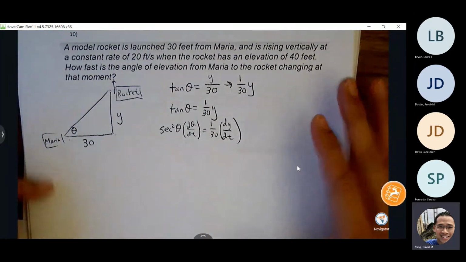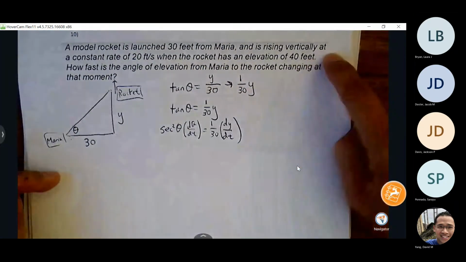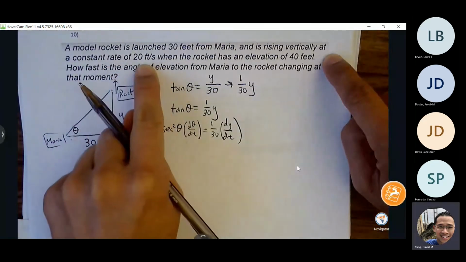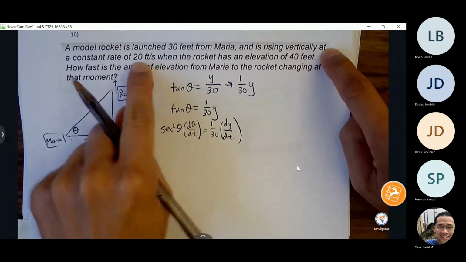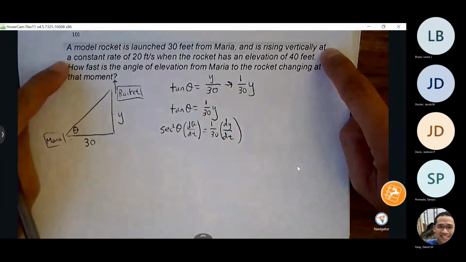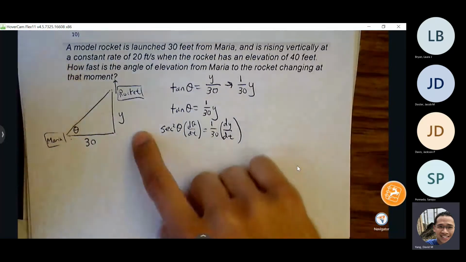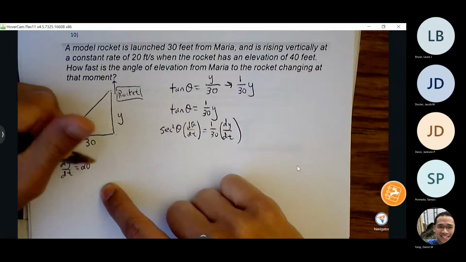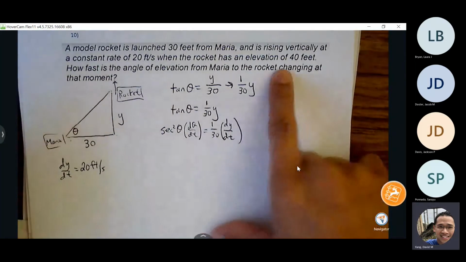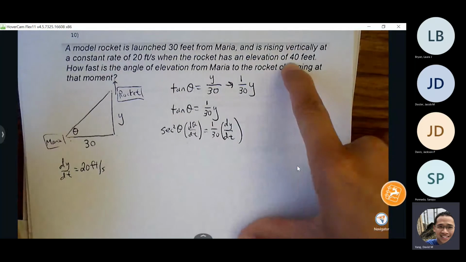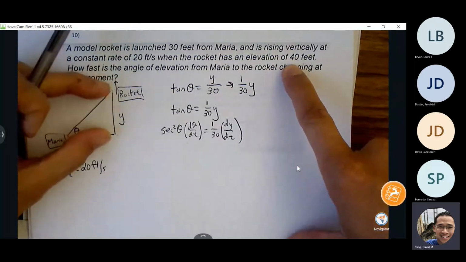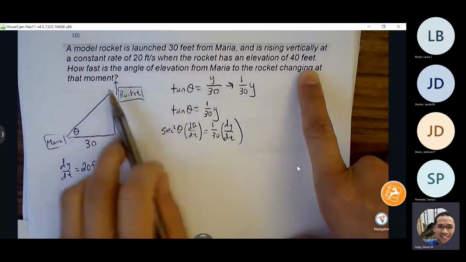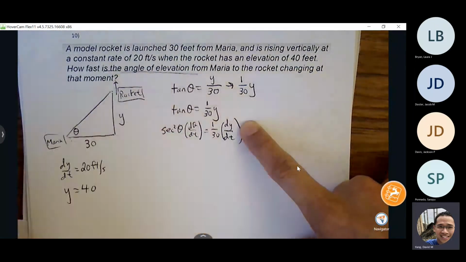Okay, let's gather some more information from the problem here. Rocket is rising vertically at a constant rate of 20 feet per second. What is that assigned to be? Positive, right? When the rocket has an elevation of 40 feet, so we know this is a moment in time, but this moment in time is going to be helpful. So y is 40. Okay. How fast is the angle of elevation changing? What are we looking for?